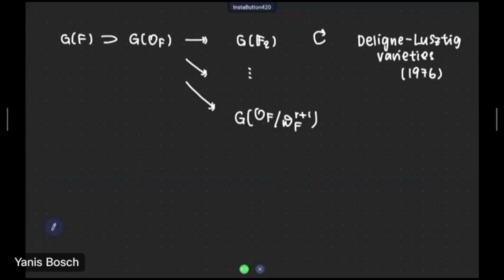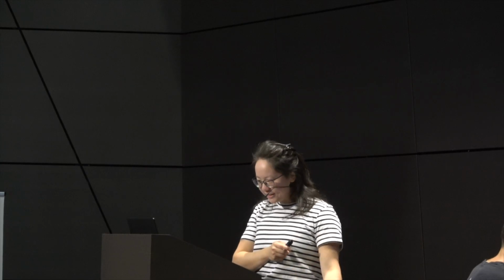And in 1976, in a remarkable work, Deligne and Lusztig wrote down some varieties, some geometric objects on which this group acts. And basically, one is usually happy when this happens, because if you have a geometric thing on which you have a group action, you can take its cohomology. The cohomology inherits the group action, and now you have a representation. And so that's the basic framework.